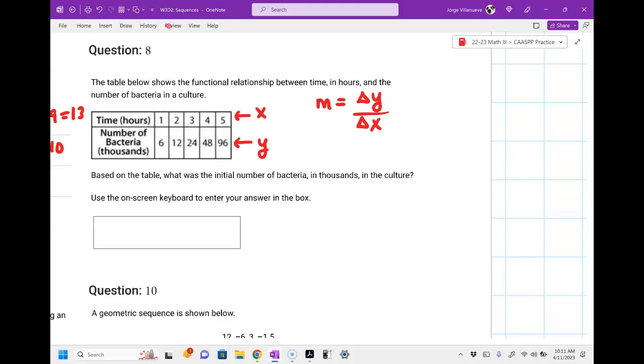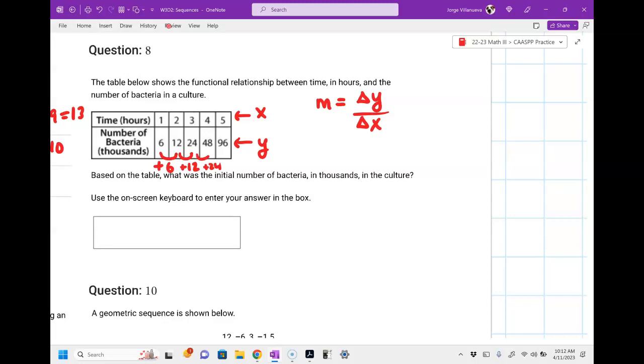So let's look at how much y is changing over time. From 6 to 12, how much does it change? To go from 6 to 12, add 6, right? From 12 to 24, how much does it change? Well, that changes by 12, right? So this thing right here is changing, and this is changing by 24, etc.